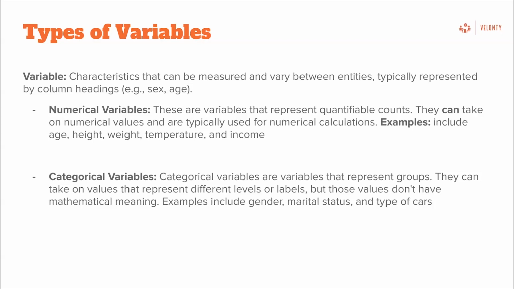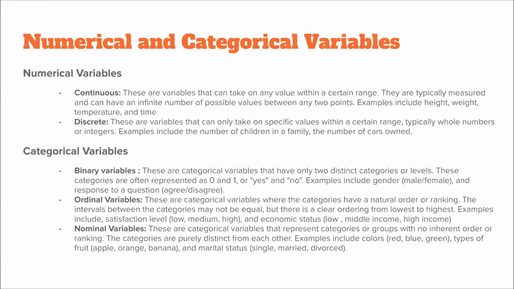categorical variables. Categorical variables are variables that represent groups, so they can take on values that represent different levels or labels, but those values don't have mathematical meaning. Examples: gender, marital status, type of car. These are variables that you can think of as being in categories, not in numbers. We're going to show examples so that we can have a better context of what numerical and categorical variables are. Under numerical variables, we have two types. We have three types of categorical variables.